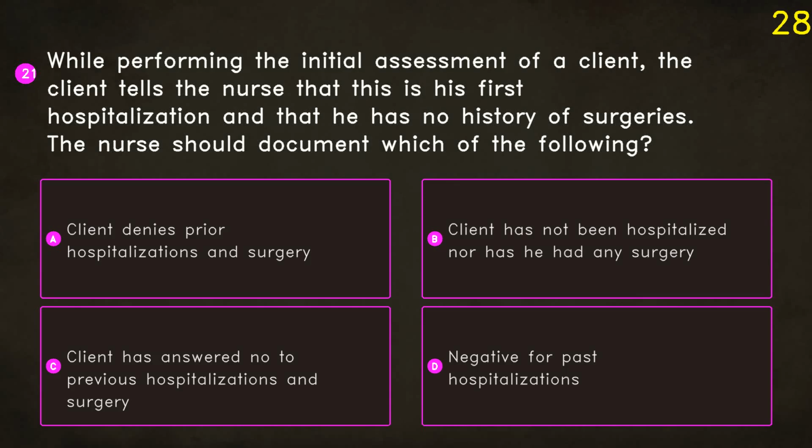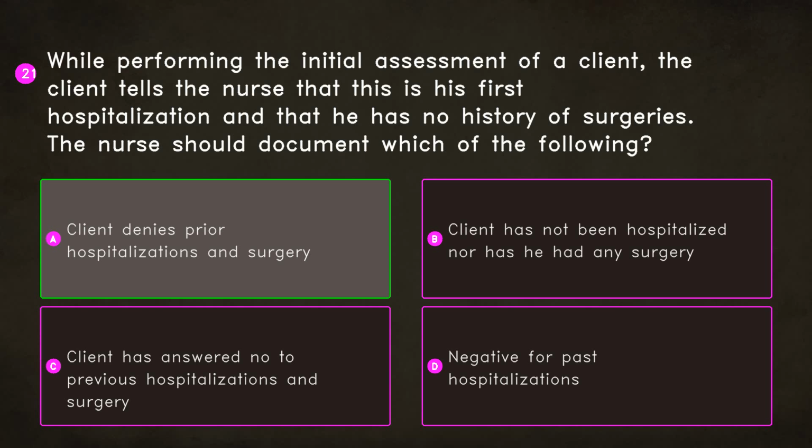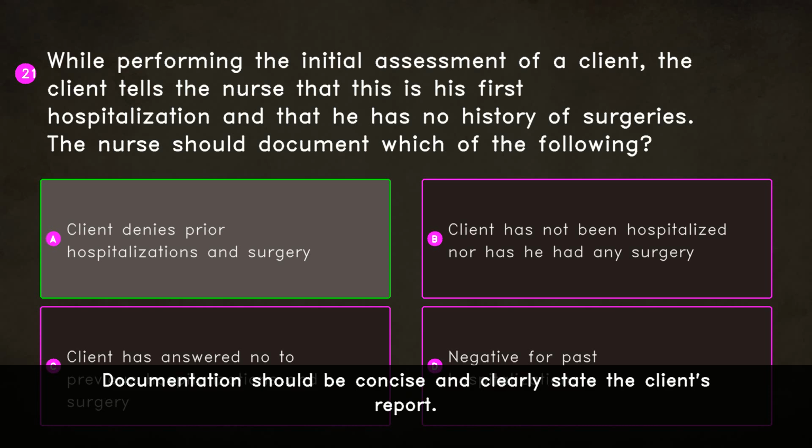Question 21. While performing the initial assessment of a client, the client tells the nurse that this is his first hospitalization and that he has no history of surgeries. The nurse should document which of the following? A. Client denies prior hospitalizations and surgery. B. Client has not been hospitalized nor has he had any surgery. C. Client has answered no to previous hospitalizations and surgery. D. Negative for past hospitalizations. The correct answer is client denies prior hospitalizations and surgery. Documentation should be concise and clearly state the client's report.